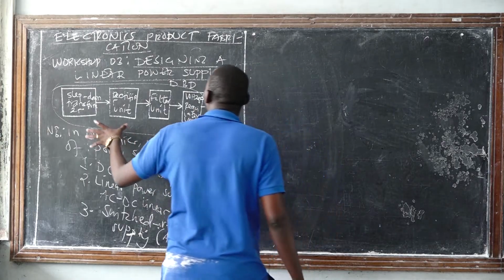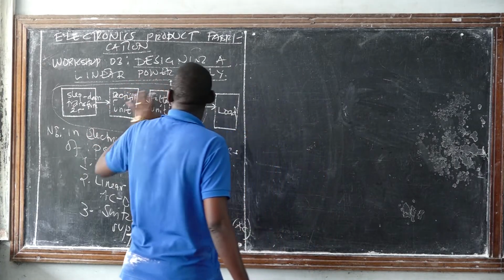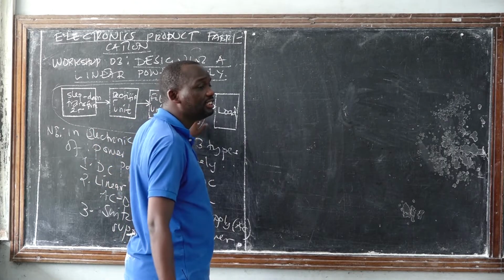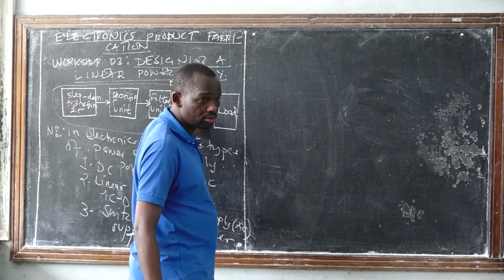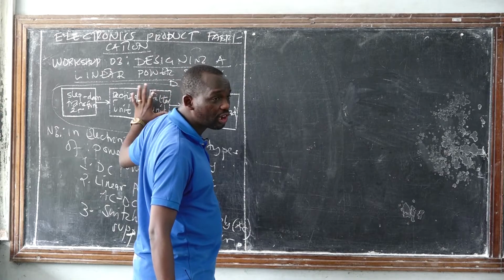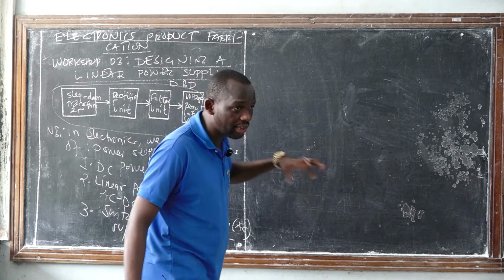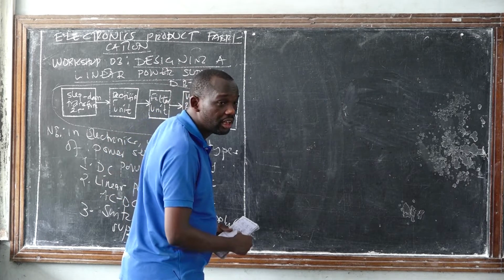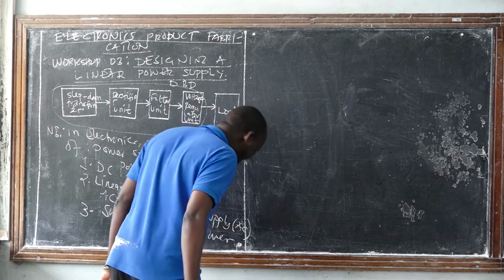When we design a linear power supply, we are going to open each block and come up with the schematic circuit symbols of the components that join together and function together to form the block. Are we together? Class, are we together?